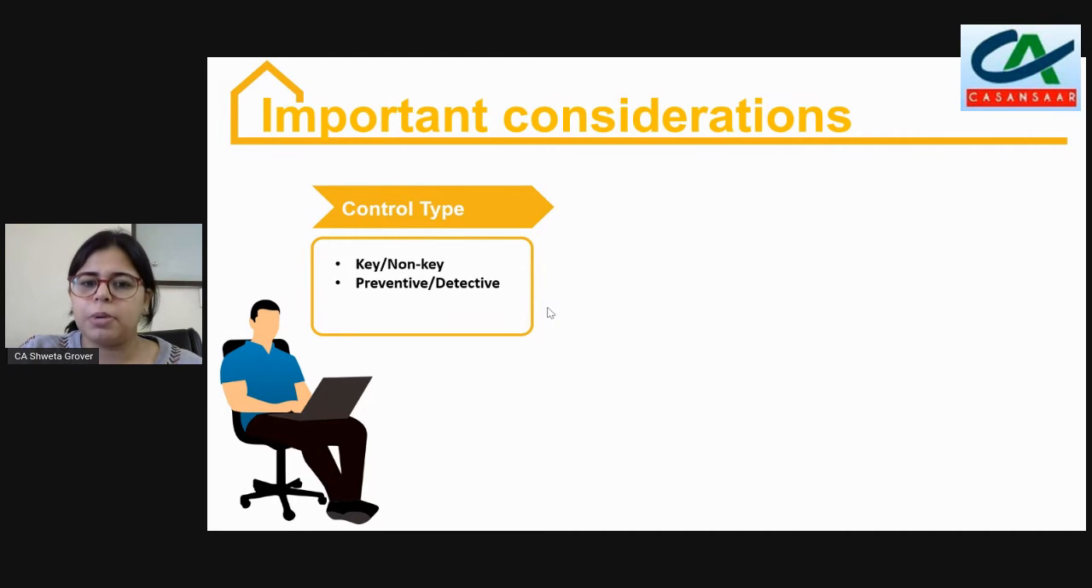So this has to be kept in mind when we are defining our control type for that particular process. Like, what is the purpose of that RACM? If that RACM is for IFC purpose, for financial, ICOFR purpose, then that could be key. Key controls could be non-key controls, and non-key controls could be key controls. So we need to check the purpose of the RACM while mentioning the control type.